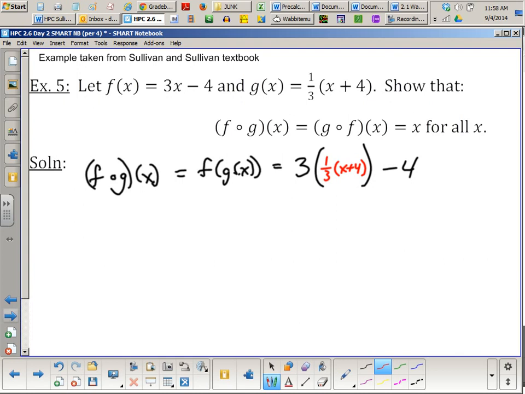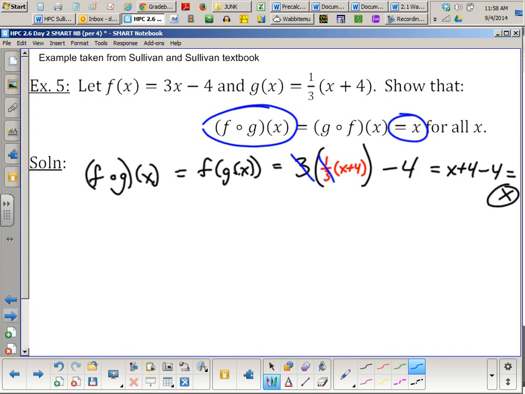Well, what happens is you multiply 3 times a third, and this cancels out. And you're left with x plus 4 minus 4, which is, as they said, equal to x. They asked us to show that f of g was going to turn out to equal x, and we just did. Now let's do g of f and see if it also comes out to be just x in the end. Okay, so let's find g of f.